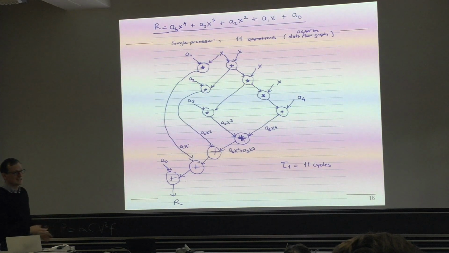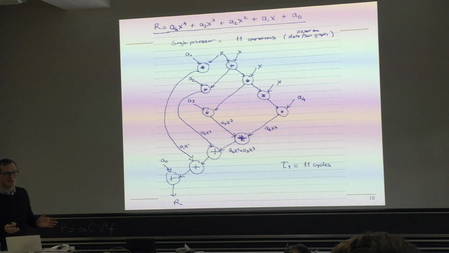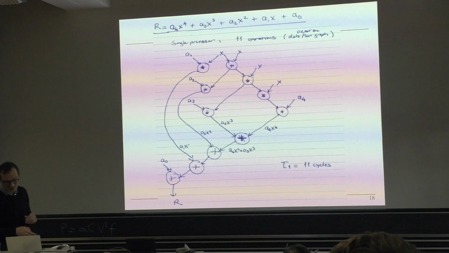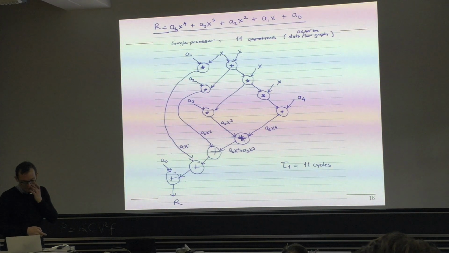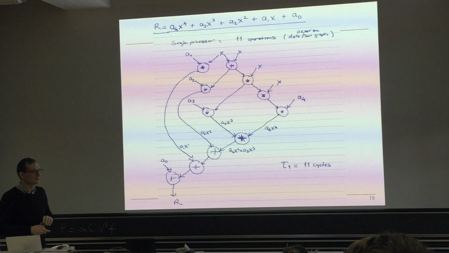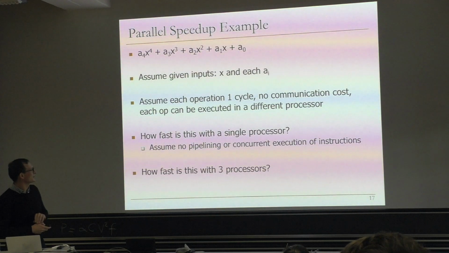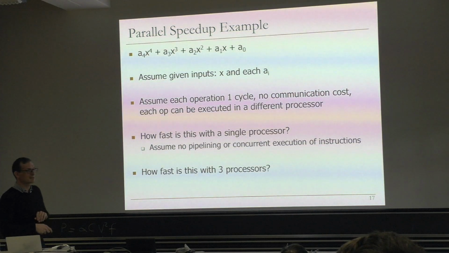But this is the algorithm that you could come up with without thinking much, perhaps, right? And it takes 11 cycles. That sounds good. Okay, we'll revisit the 8 cycles later on, maybe. What about the answer to the second question? How fast is it with 3 processors?